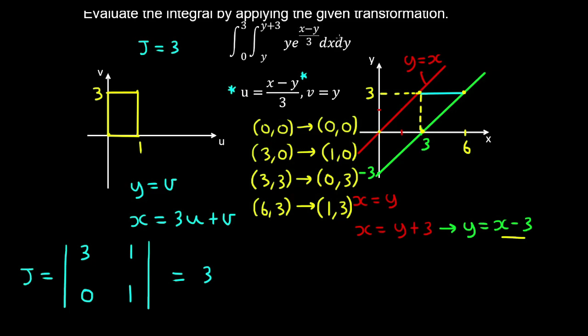And now we can rewrite the integral in a simpler form. So we have the double integral of our function. Doing the appropriate substitution, we have y equal to v, and (x minus y) on 3 equal to u. And that's multiplied by the Jacobian, by du dv. So we're integrating from u equals 0 to 1 and v equals 0 to 3.